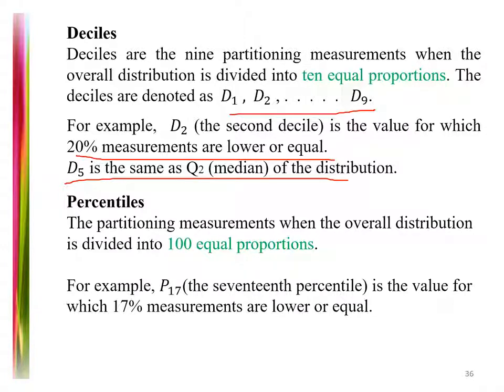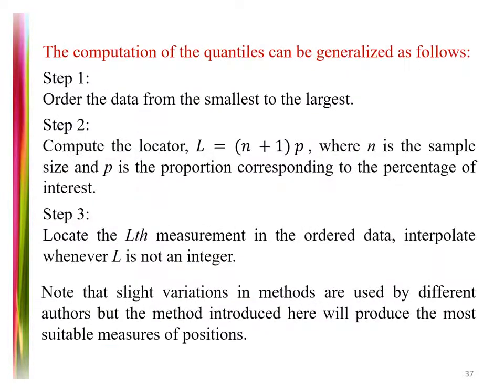Similarly, percentile calculation. For deciles we divided into 10 equal proportions; for percentiles we divide into 100 equal proportions. So for example, the 17th percentile is the value for which 17% of measurements are lower or equal. Alright, so this is the standard way to calculate the quantile values.